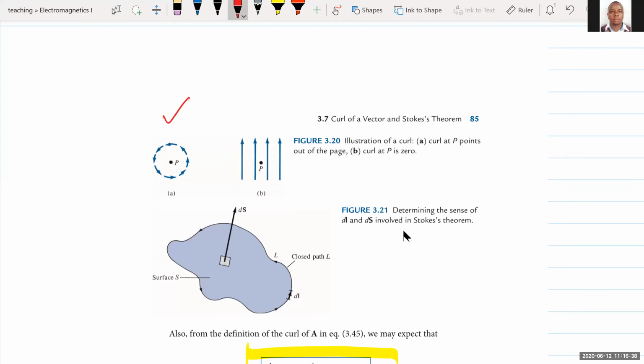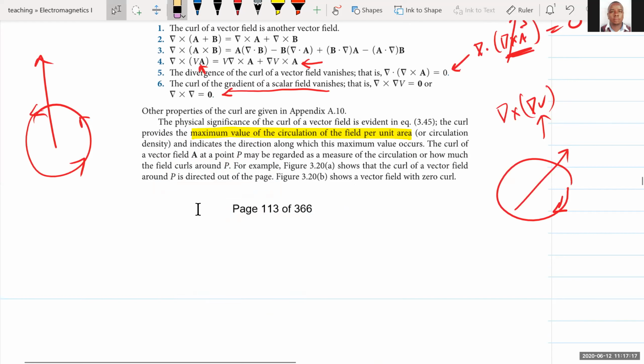So as we have been saying, at this point P, we have a vector going around it, following that direction. Therefore, the curl of that vector, which we call vector A that was rotating, is going to be pointing outward of the surface described. It is going to be coming out of the book or out of the screen. That is what that point illustrates. It shows that the curl of a vector field around point P is directed out of the page.